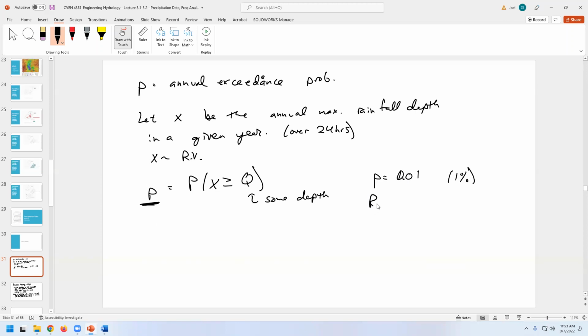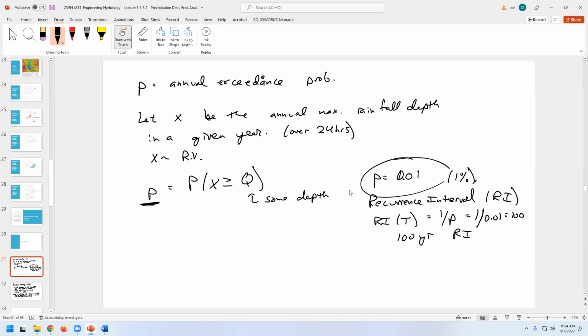We can do the recurrence interval, RI. Does anyone remember how to calculate the recurrence interval based on P? That's a time thing. If we just go 1 over P, we get T. And so 1 over 0.01 is equal to 100. And that's where we get our 100-year recurrence interval or 100-year event. I like to use probability because this is more accurate. We have a 1% chance of seeing this depth equaled or exceeded each year.